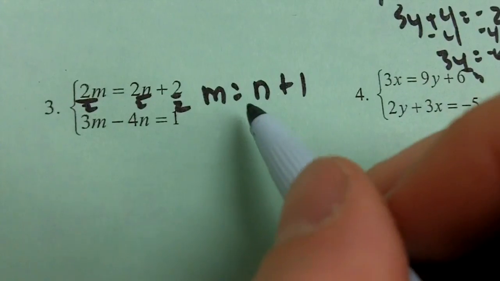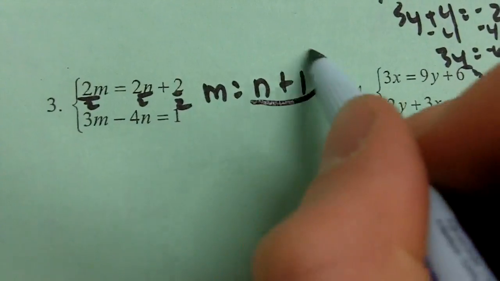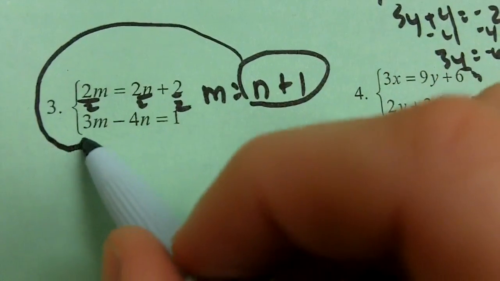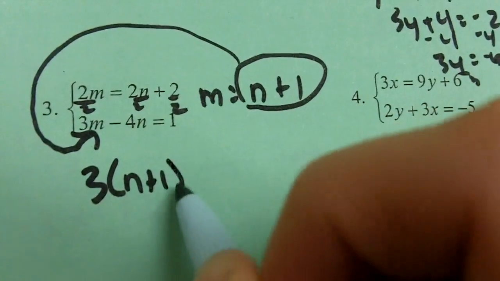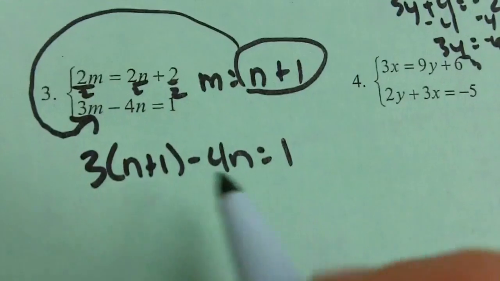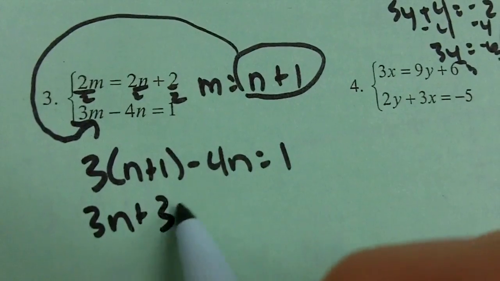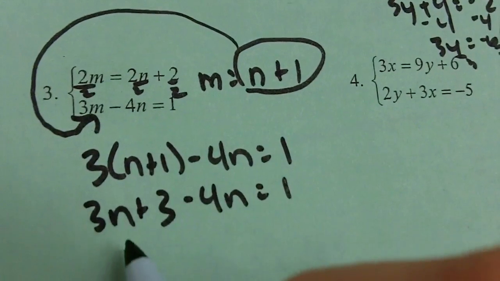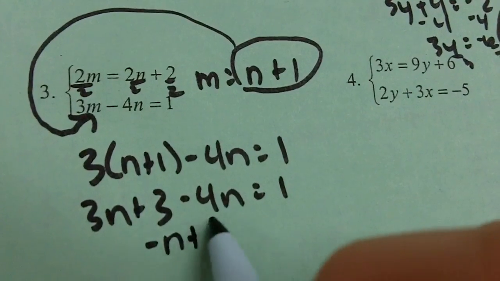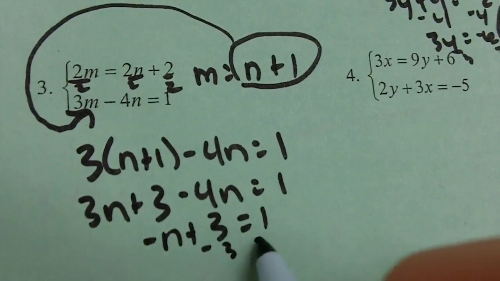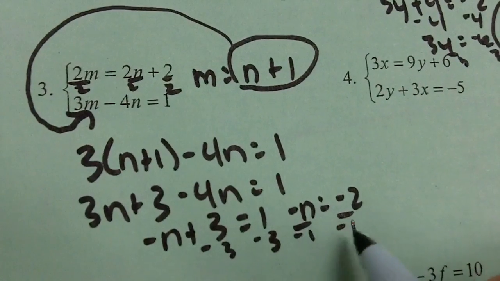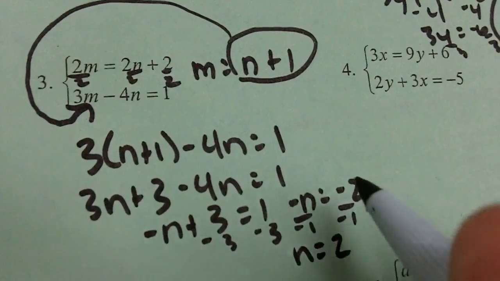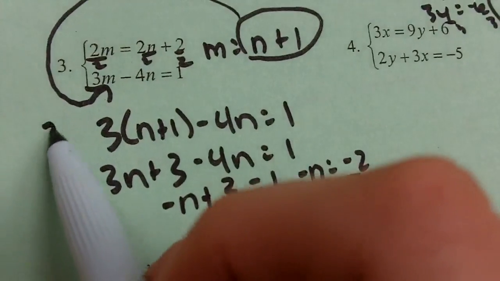What can I do now? I have a variable by itself. So I'm going to plug this in for m, because I know what m is. 3 times n plus 1 minus 4n equals 1. 3n plus 3 minus 4n equals 1. Combine like terms, negative n plus 3 equals 1. Subtract 3, negative n equals negative 2. Divide by negative 1, divide by negative 1. n equals 2. Okay. n equals 2.